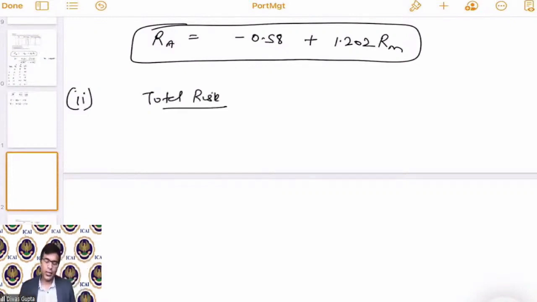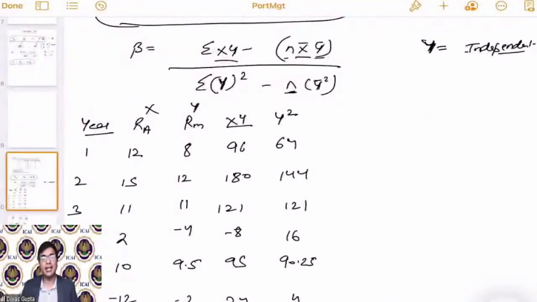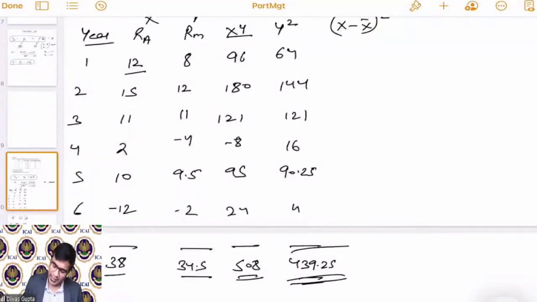Now for calculating the total risk, we need to calculate the standard deviation of x here, correct? So x minus x bar square, correct? X minus x bar square, if we do, then it comes as 12 minus 6.33. X bar is 6.33. So 12 minus 6.33 and taking a square of that.